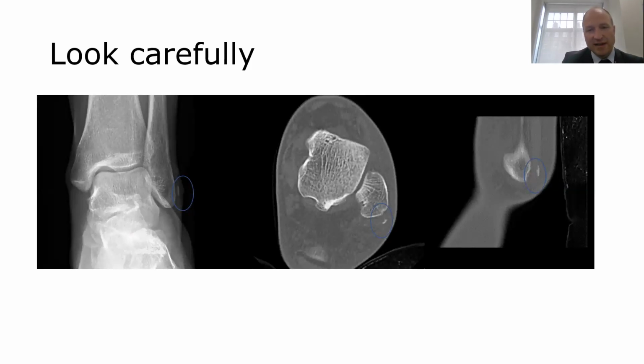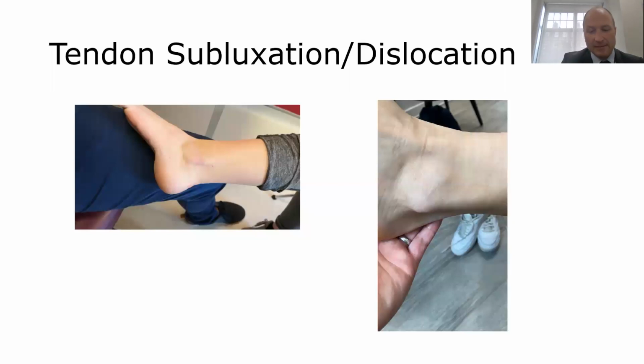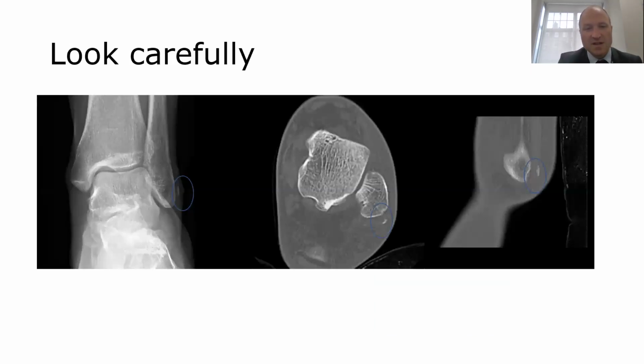In scrutinizing X-rays in much more detail, you may see very subtle signs of a superior peroneal retinacular injury. You can see from the blue circles a small flake of bone reflecting where the superior peroneal retinaculum has avulsed its attachment from the fibula.